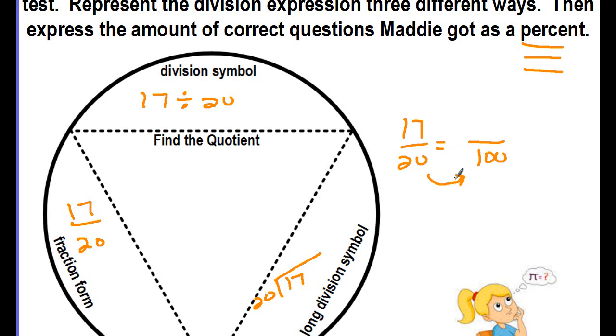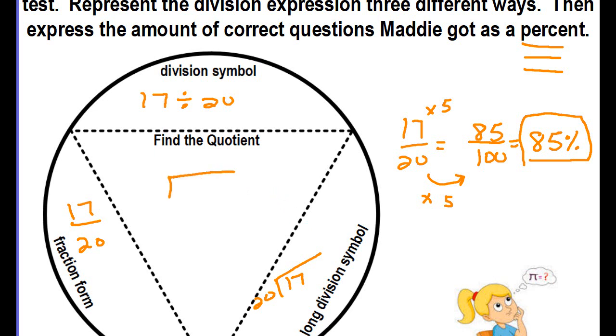So what's your scale factor? What can you multiply 20 by to make 100? 5. Then you multiply the numerator by 5 as well, and you get 85 hundredths, which you can then write as a percent, because any number out of 100 can be written as a percent. 85%.